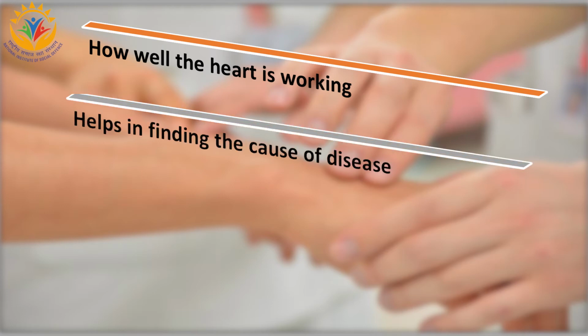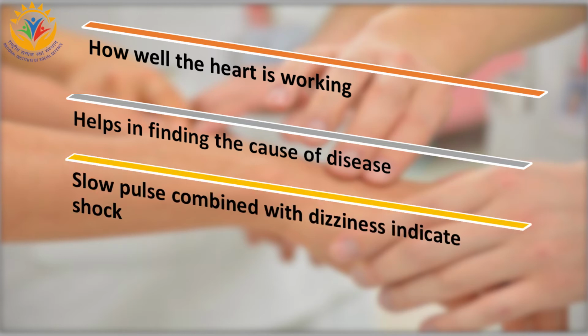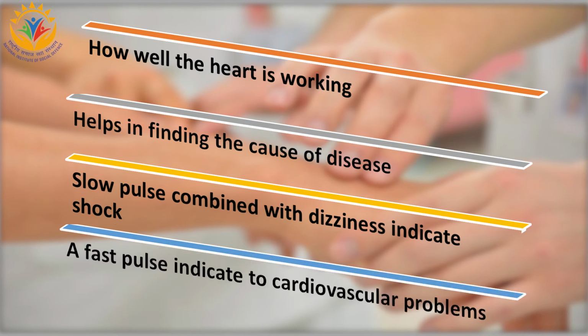It helps in finding the cause of symptoms such as an irregular or rapid heartbeat, which is called palpitations, dizziness, fainting, chest pain or shortness of breath. An extremely slow pulse combined with dizziness can indicate shock and help identify internal bleeding also. A pulse that is too quick, on the other hand, points to high blood pressure and cardiovascular problems.